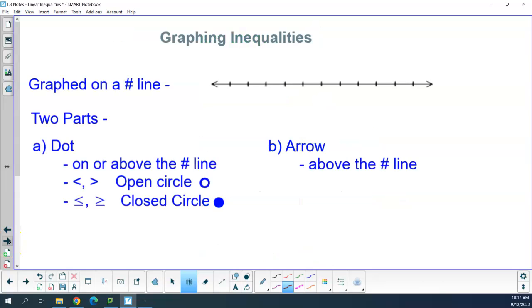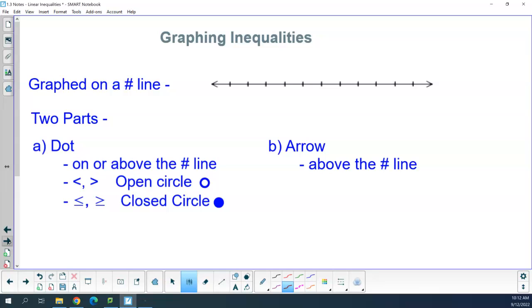Okay? When we're graphing them, so when we're going to be graphing inequalities today, it's not like I'm talking a full-scale Cartesian XY graph. I'm talking number line graphs because we're dealing with linear stuff today. So we're dealing with one variable. Okay? So we graph it on a number line, and there's 2 parts to that graph. So the first part is the dot. Okay? So the dot that goes on the number line.